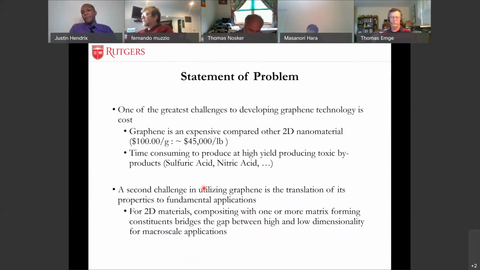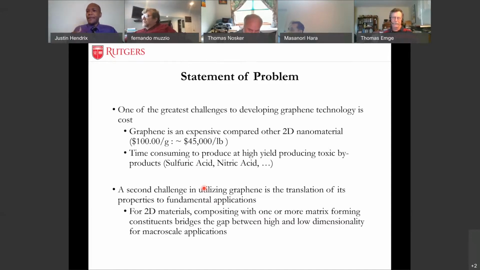Now, the problem is that graphene is extremely expensive. To make a controversial statement, it's actually more expensive than any other commodity material, on par with cocaine and other expensive things on the market that are sold either legally or illegally. It's also time consuming to make. It has a lot of harmful byproducts like sulfuric acid or nitric acid that you eventually have to get rid of when you try to produce this at a high yield.